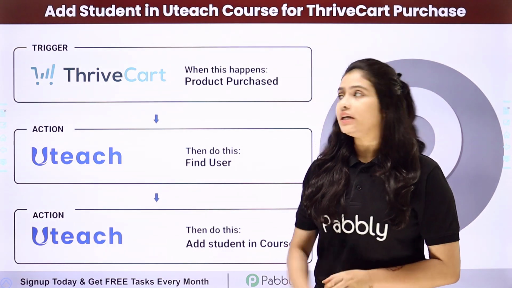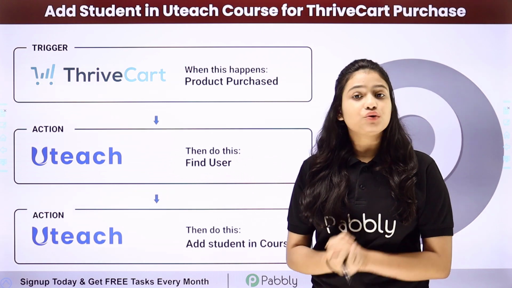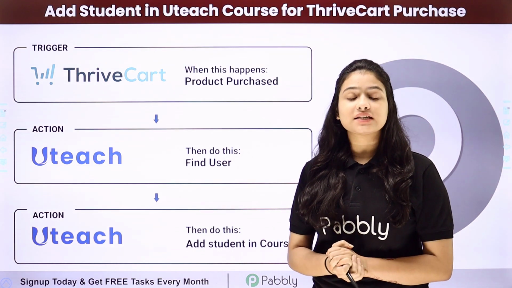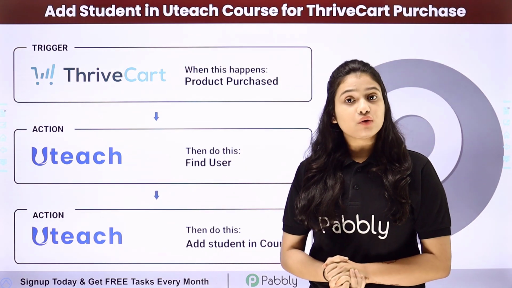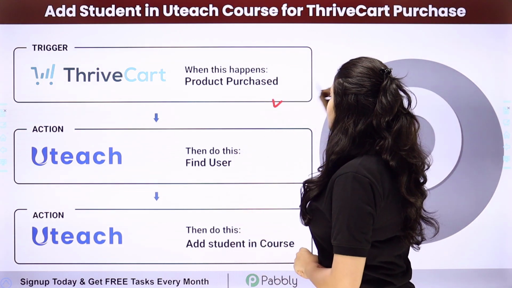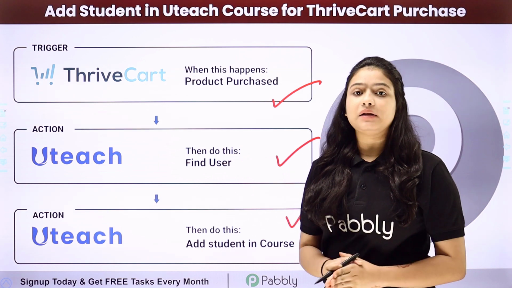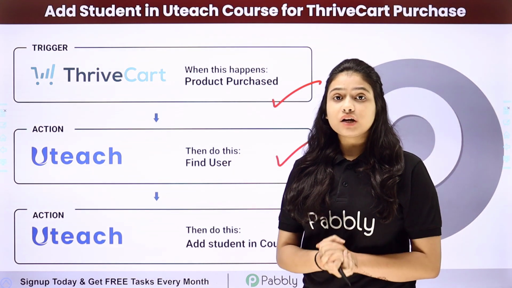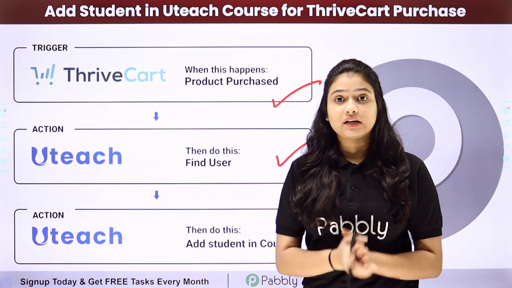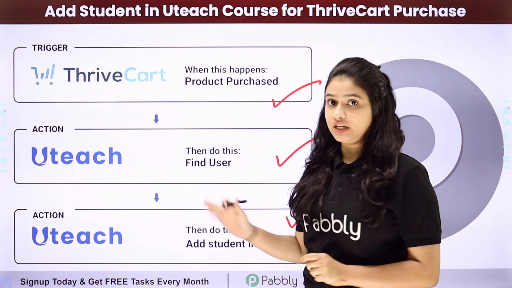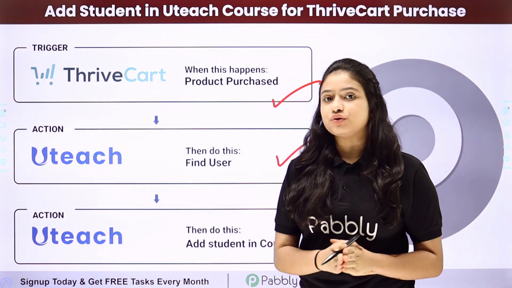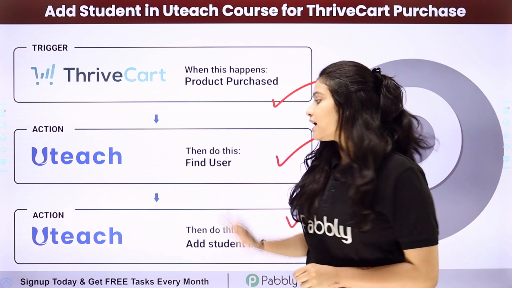For that we will have to integrate ThriveCart with Uteach, and to do the same we are going to use Pabbly Connect, which is an amazing automation software. Now what we are going to do, we have ThriveCart in our trigger and Uteach in our action. So we will be connecting both of them by using Pabbly Connect in such a way that whenever the product is purchased in ThriveCart, automatically first the user will get searched in Uteach, and after that automatically the same user will be enrolled for a particular course in Uteach.